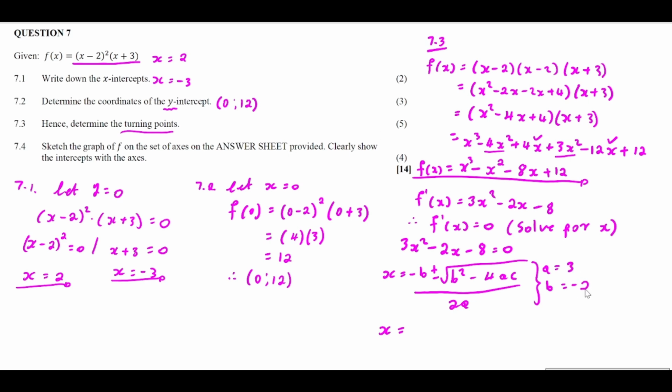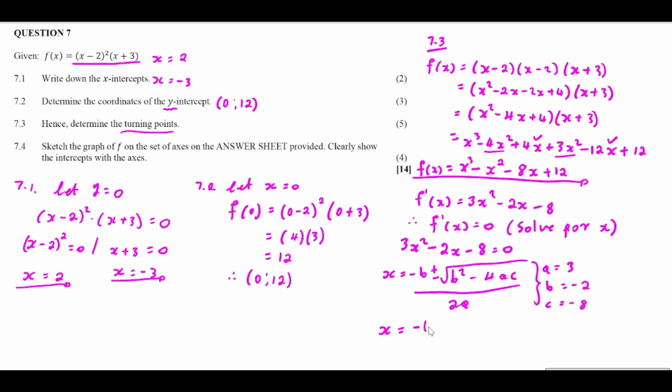The value of b is negative 2. You see why it's important to write this on the side so that you can remember them. The value of c is negative 8. Make sure that your substitution is correct. Remember, if your b is negative, this negative does not replace the negative of the formula.